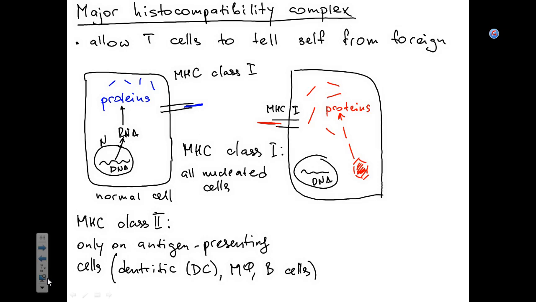As you can see, in MHC class 1, antigen is endogenous. What does the word endogenous mean? From within. It comes from within the cell. It is produced by the cell. Whether it's a normal or pathogenic antigen, the foreign antigen, it comes from inside of the cell. Does that make sense? MHC class 2 presents exogenous antigen. So here is what happens.